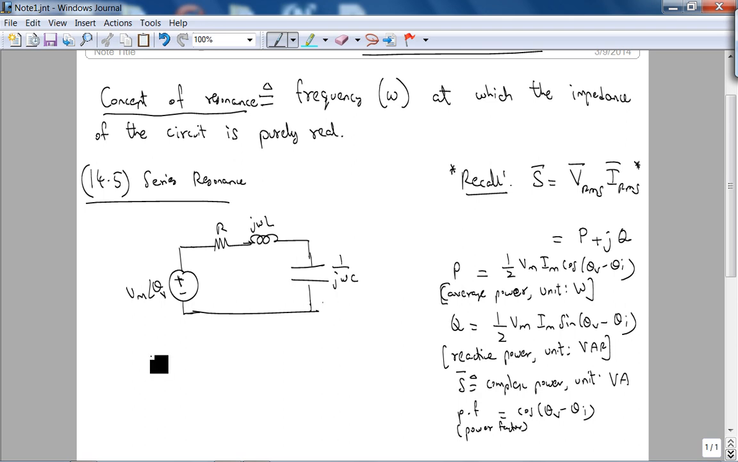So anyway, let's apply the definition of resonance to our circuit. That is, the impedance of our circuit should be purely real. So what is the impedance of our circuit? It's simply R plus j omega L plus 1 over j omega C. I can write this as R plus j times omega L minus 1 over omega C.